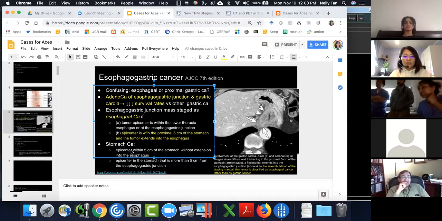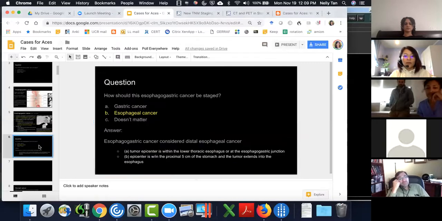This is in contrast to stomach cancer, where if the epicenter is within 5 centimeters of the stomach cardia without extension into the esophagus. In this case, I think we do see involvement of the esophagus, or if the epicenter is more than 5 centimeters from the esophageal gastric junction. So I didn't read the chest abdomen pelvis. I was just following up on that exam, but I would probably classify this as a distal esophageal cancer because it does involve the distal esophagus and it's epicentered in the esophageal gastric junction.